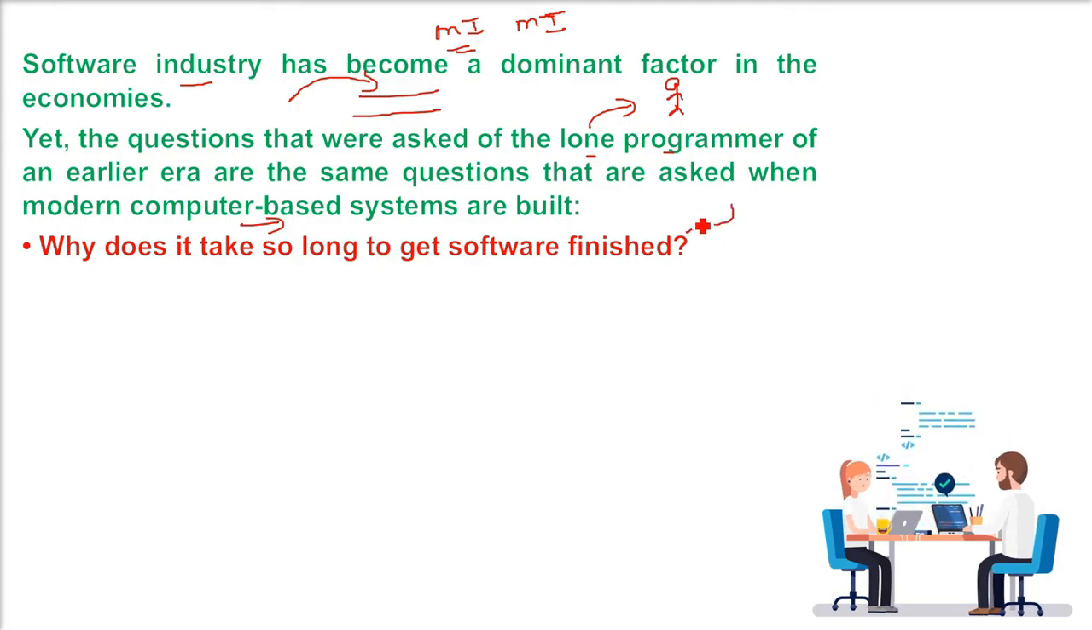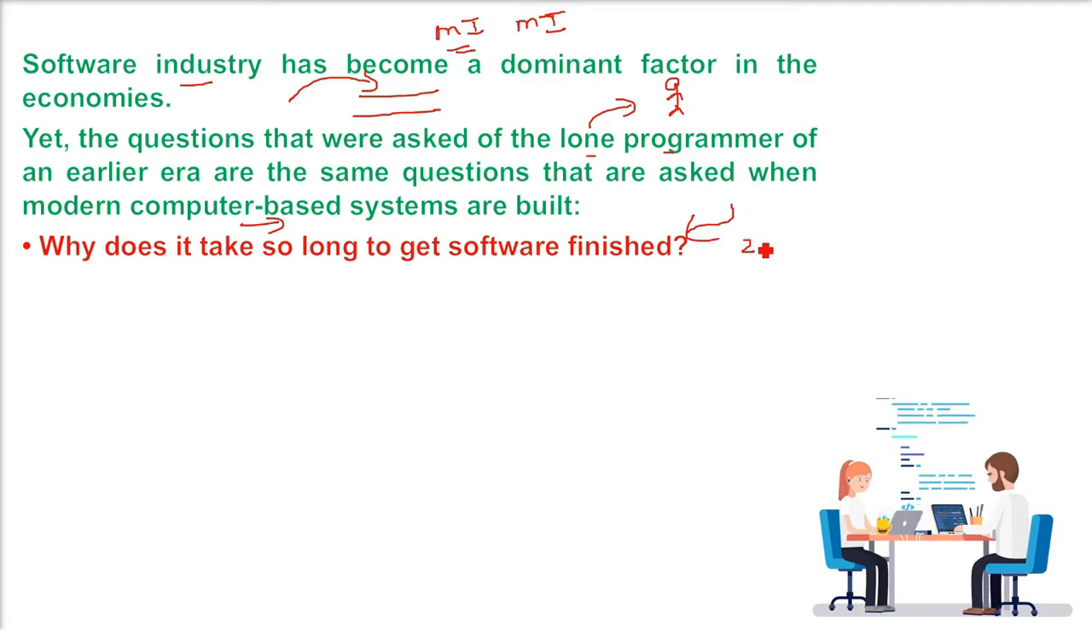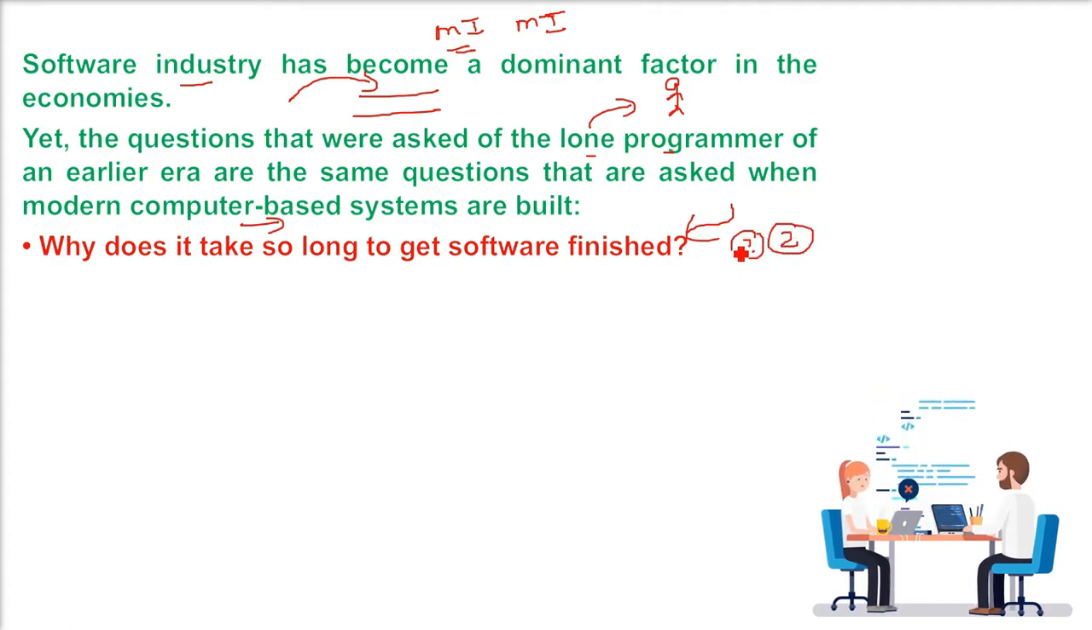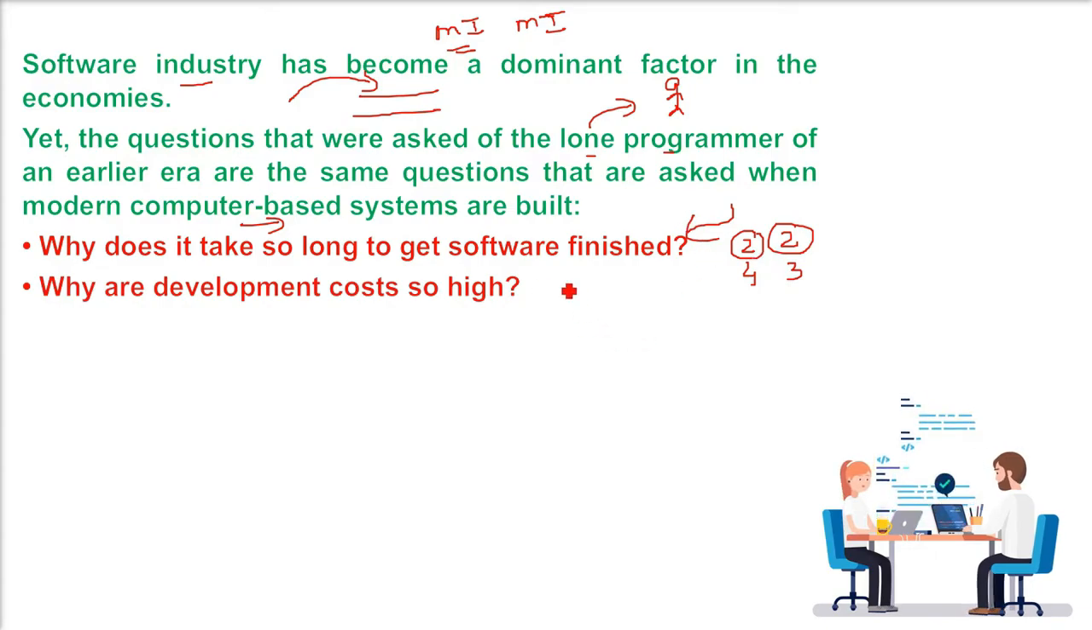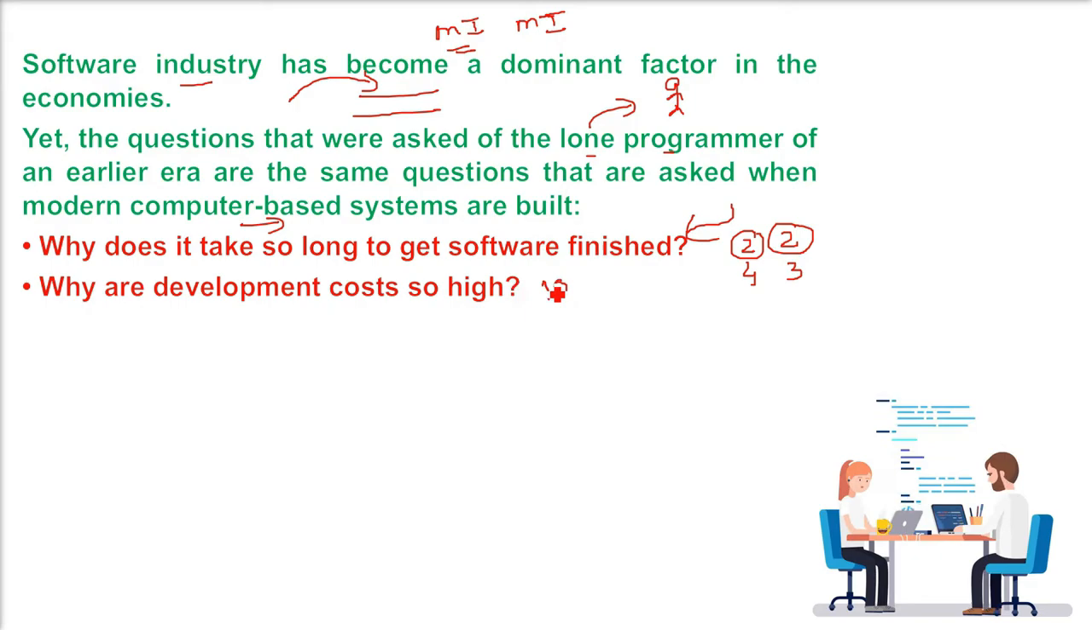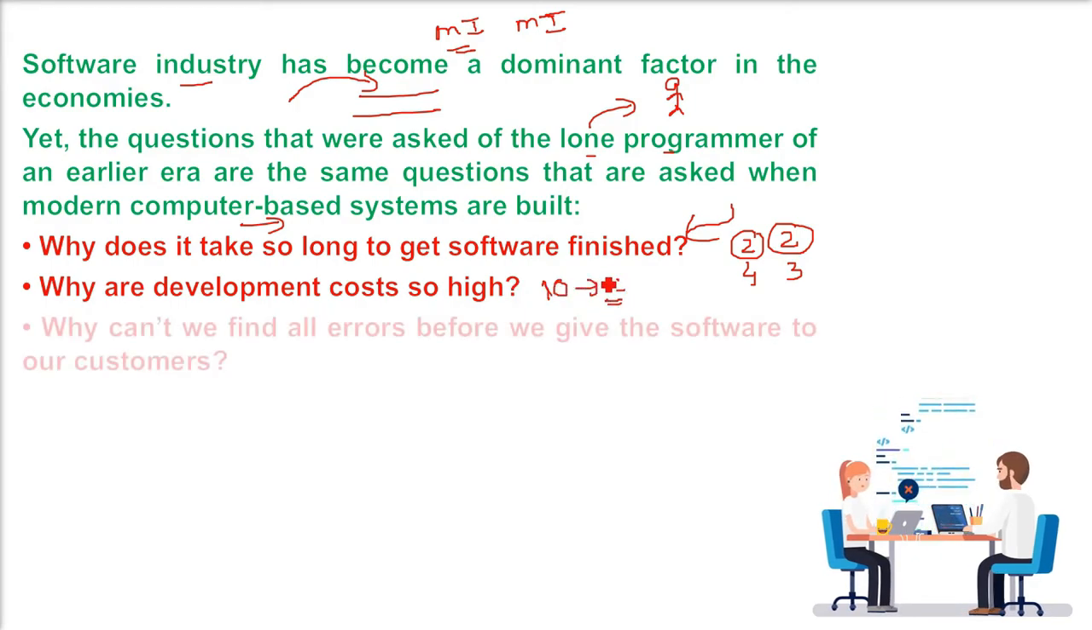Why does it take so long to get software finished? We commit, say, 2 months, even 2 years. Why is it always 3 months or 4 months? Why is it not 2 years but 3 years? Why are development costs so high? Say I'll make it for 1 million, 10 lakh. Why is it 12 lakh, 1.2 million when it is made?